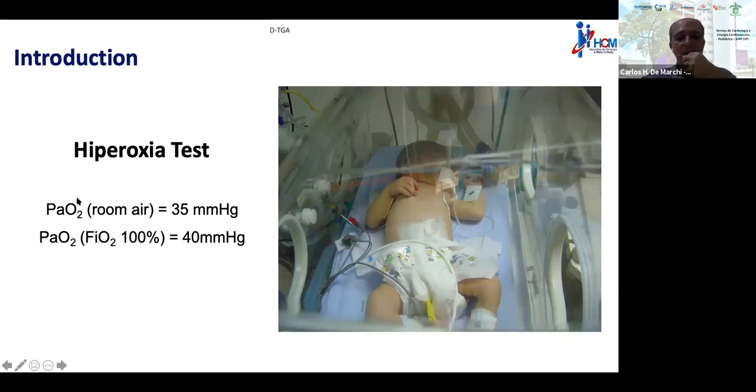Take arterial blood gas, and the first PaO2 in room air is about 35 millimeters of mercury, and after increasing the FiO2 to 100%, just a small increase, 40 millimeters of mercury. This is the hyperoxia test, and you have to think of cyanotic congenital heart disease when you have this result: a small or no increase of pulmonary oxygenation of the arterial blood.